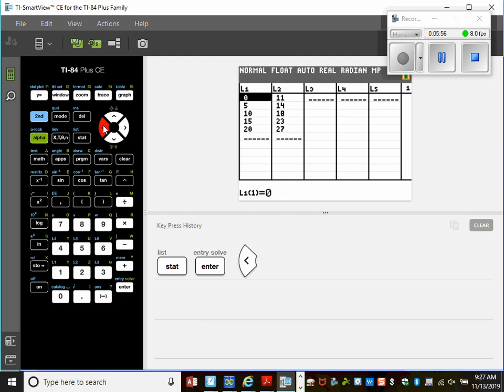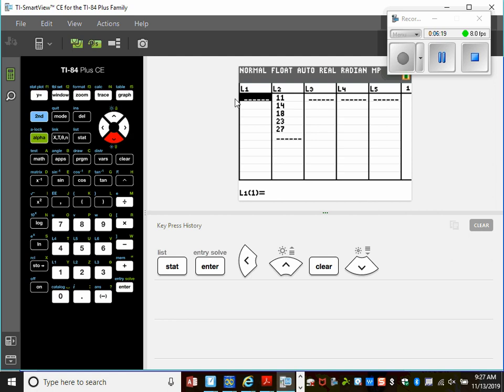So I'm going to arrow over until I'm on top of L1. So I had to go to the left and go up so I can actually have this dark. All right. And then I'm going to press clear. Now, when I press clear, notice nothing cleared, correct? But when I press the down arrow, everything will clear out.